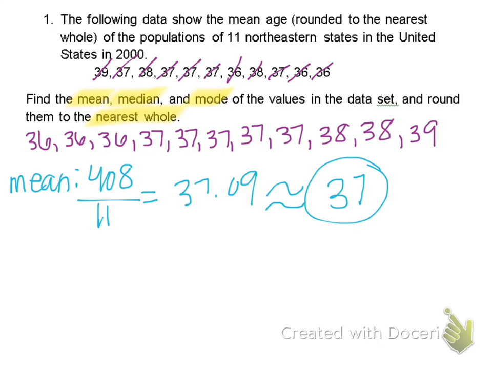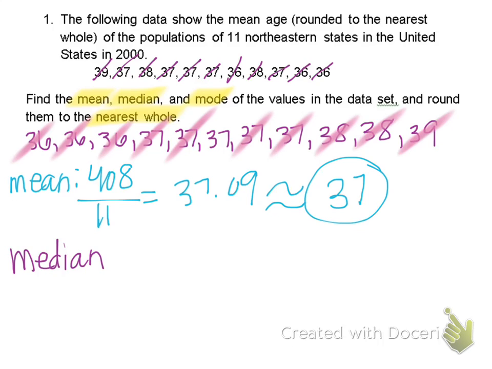Okay, the next measure we're going to be looking for is median. And median is the middle. So I'm going to use a different color here and cross out end to end. I'll use a highlighter so we can still see them. So I'll cross out one on this end and one on this end. And again, one on each side, one on each side. And I'm going to keep going until I get to the middle, which is 37.